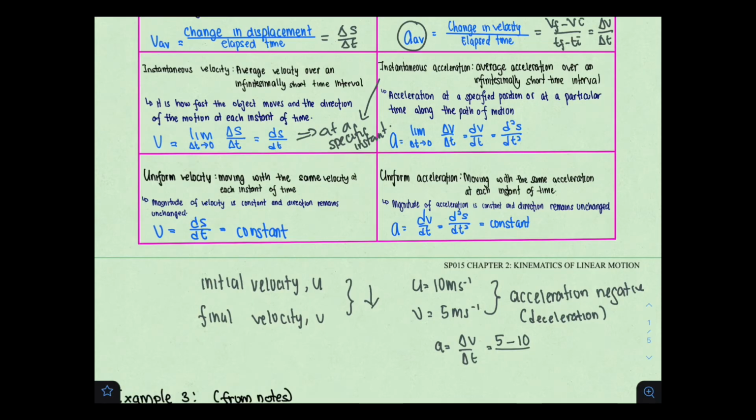Velocity akhir kita adalah 5 meter per second, tolak dengan velocity asal kita 10 meter per second. Bahagi dengan katakan saya bagi masa dekat sini adalah sebanyak 5 saat. So what is going to happen here is you're going to get 5 minus 10, kita dapat negatif 5. Negatif 5 bahagi dengan 5 kita dapat berapa? Negatif 1. So ini adalah acceleration kamu, negatif 1 m s^-2, iaitu negatif 1 meter per second square.